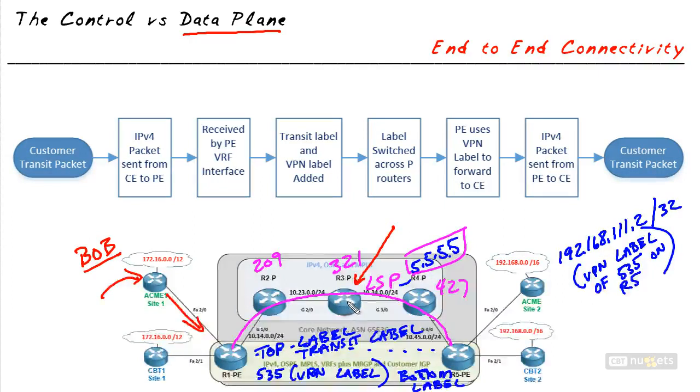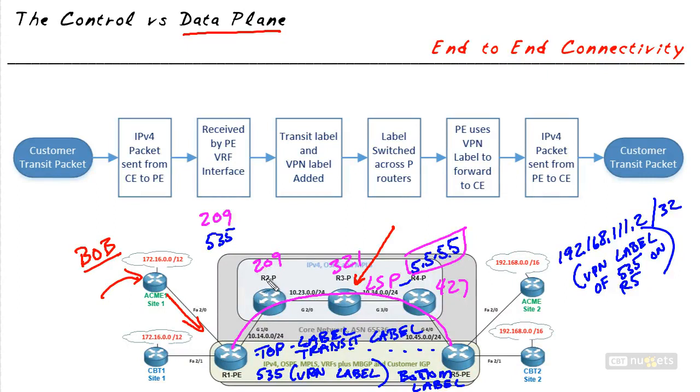Because if we look at the routing table on R3, it's going to know how to get to R1, R2, R4, and R5, as well as the loopbacks that may be advertised as part of OSPF, but that's it. R3 and R2 and R4 don't need to know anything about the external networks, and that's because as they forward the packet from R1 to R5, all they're dealing with is that top label. For example, the packet as it's being sent up to R2 would have a top label of 209, and it would have the VPN label of 535.